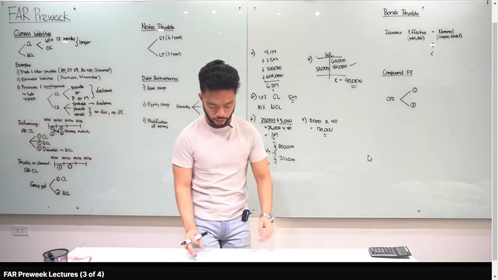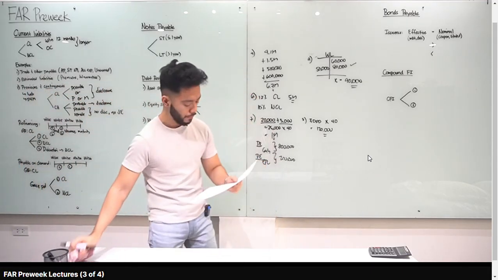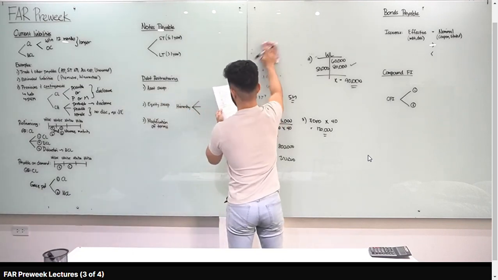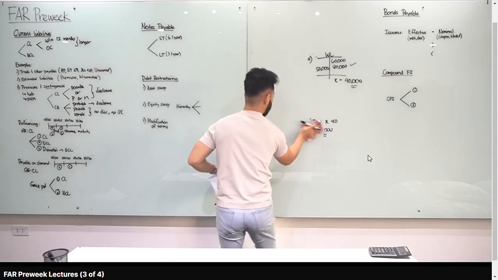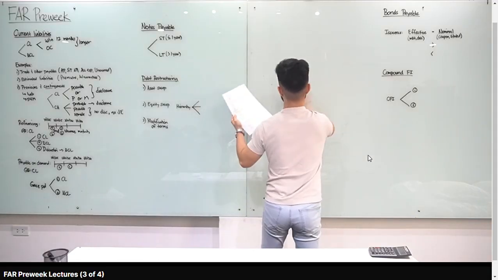Okay, so, sige, balik tayo sa handouts natin, provisions and contingencies. Number 1, a provision is, punta ka sa boy, an event which is probable and measurable. Tandaan mo, dapat pareho. Kapag or yan, contingent liability yan. Right? Let's go to number 2.